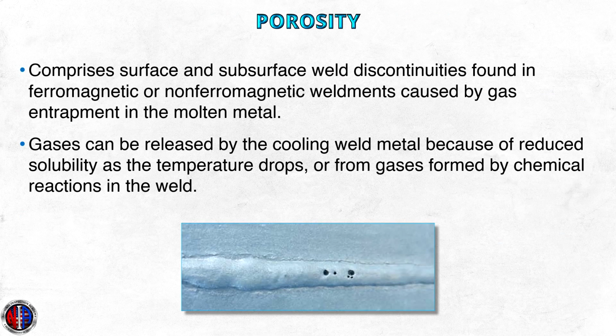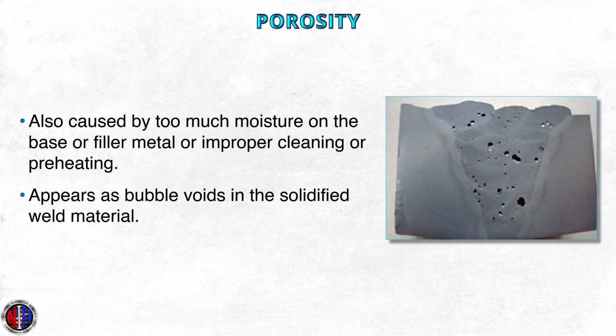Porosity. Porosity comprises surface and subsurface weld discontinuities found in ferromagnetic or non-ferromagnetic weldments caused by gas entrapment in the molten material. Gases can be released by the cooling weld metal because of reduced solubility as the temperature drops, or from gases formed by chemical reactions in the weld. Porosity is also caused by too much moisture on the base or filler metal or improper cleaning or preheating. Porosity appears as bubble voids in the solidified weld material.